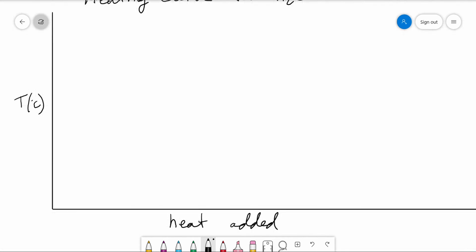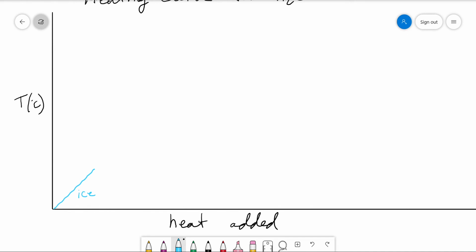Okay, so here I just have an X and Y plot, and I have temperature on the Y, the vertical, and heat added on the horizontal. And what we're going to do is start off way down here in the corner, with really cold water, which is otherwise known as ice. And we're going to warm that ice up. And as we add heat to the ice, its temperature will rise. Okay. So here we have ice.